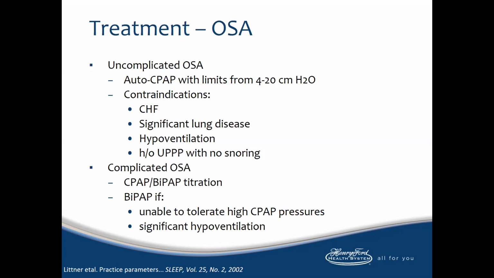If someone has complicated sleep apnea, with a lot of comorbid conditions, they may need the CPAP or BiPAP titration. Patients are started on continuous PAP therapy, but they can be changed to BiPAP if they're unable to tolerate those high CPAP pressures or it's associated with hypoventilation.